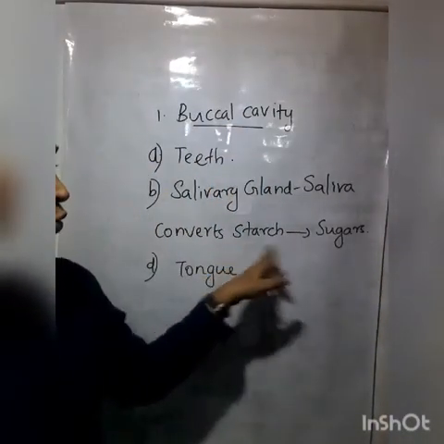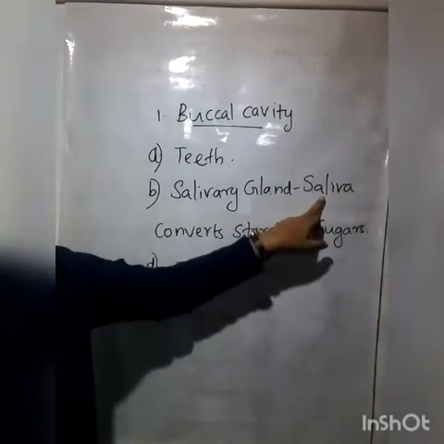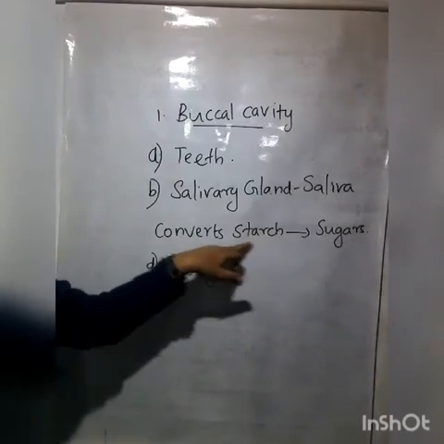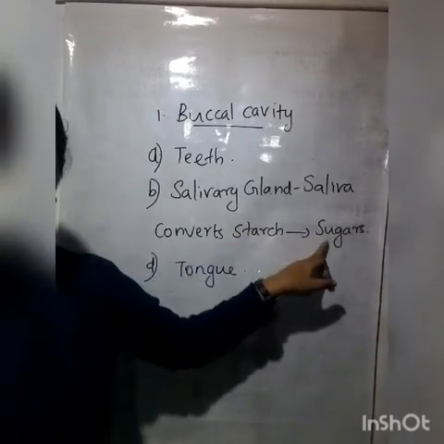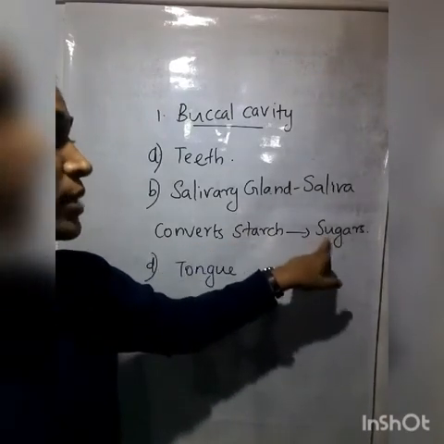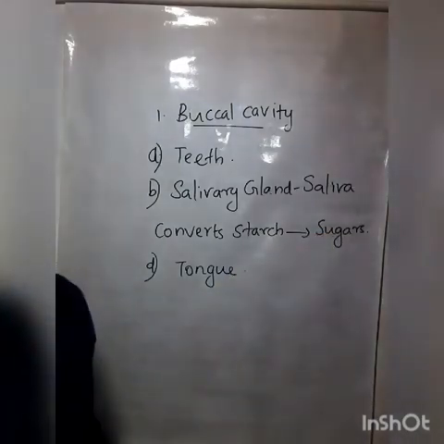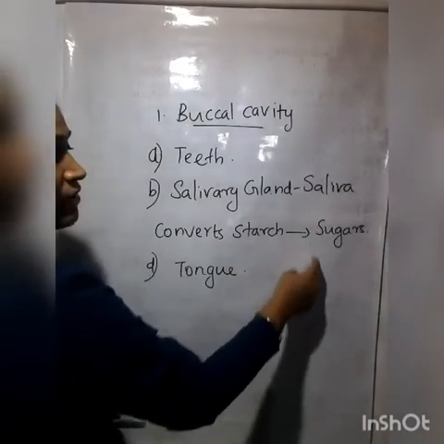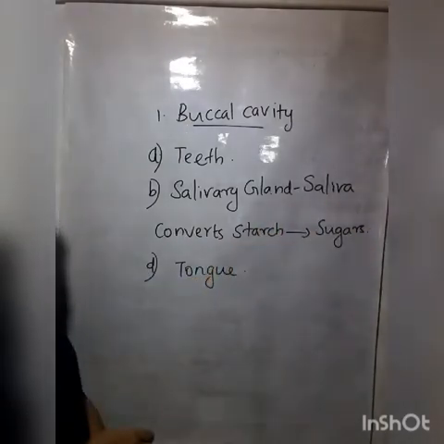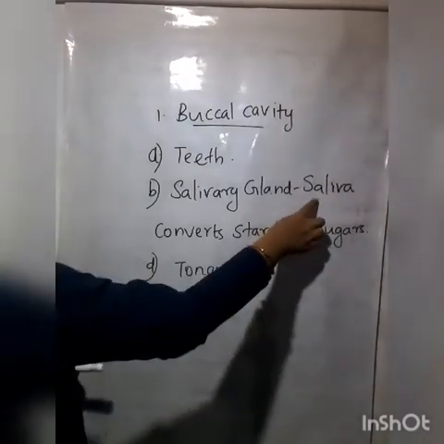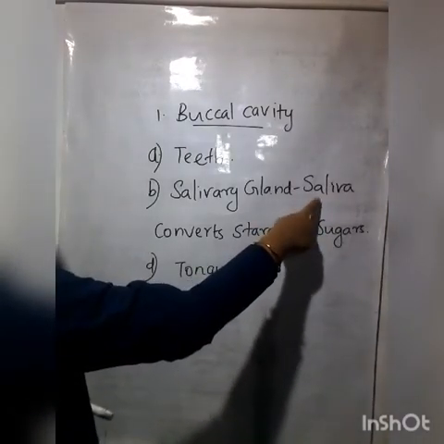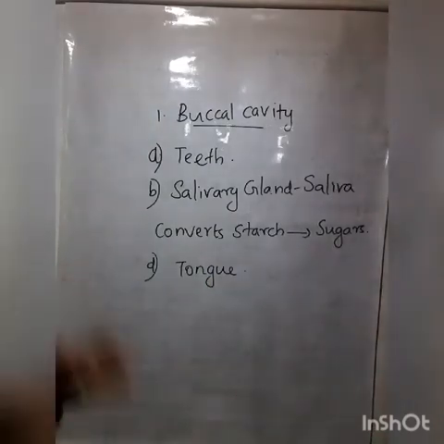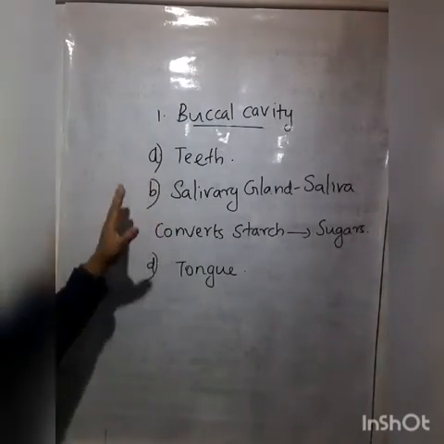Starch is converted into sugar by saliva. So the saliva in our mouth converts starch in the food into sugars, and sugars are easy for our body to digest. So for easy digestion, saliva gets mixed with our food and converts starch into sugars. Hope you understand what the salivary gland is and what its function is.